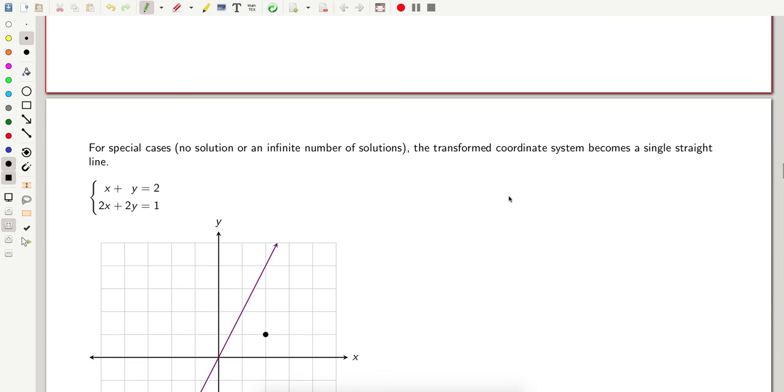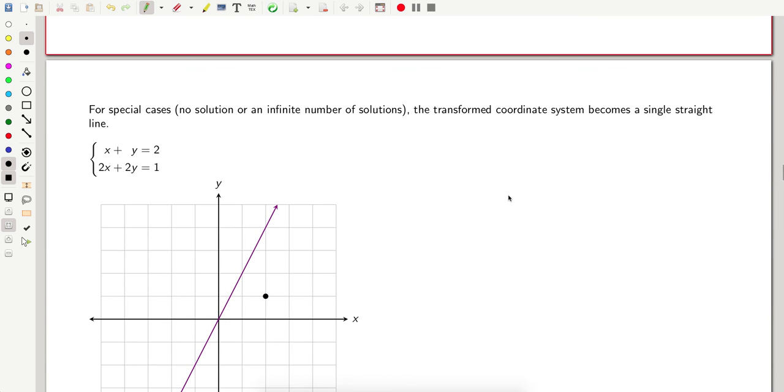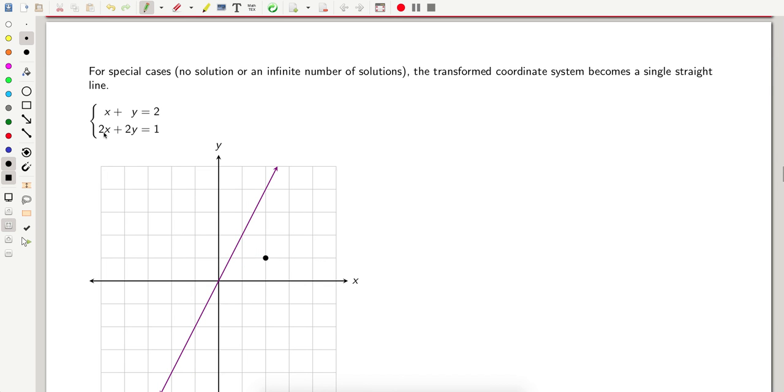Now, it's important to note that for our special cases, our no solution or our infinite number of solutions, our transformed coordinate system is going to become a single straight line. So for instance, if we look at x plus y equals 2 and 2x plus 2y equals 1, we said that one had no solution.